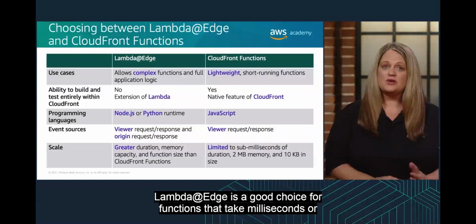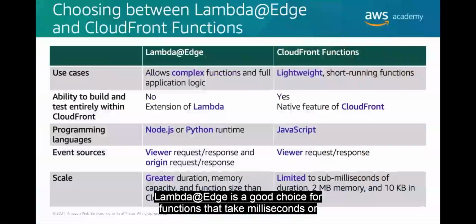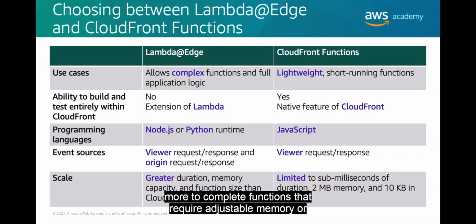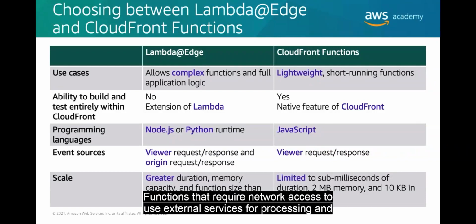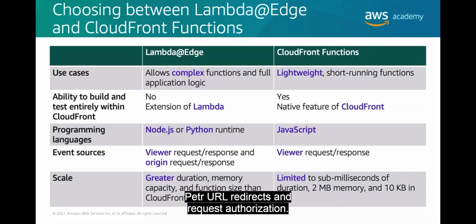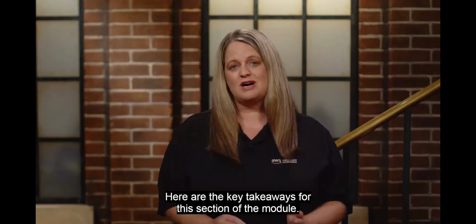Lambda at Edge is a good choice for functions that take milliseconds or more to complete, functions that require adjustable memory or CPU, functions that depend on third-party libraries, including the AWS SDKs for integration with other AWS services, functions that require network access to use external services for processing, and functions that require file system access or access to the body of HTTP requests. CloudFront Functions is a good choice for use cases such as cache key normalization, header manipulation, URL redirects, and request authorization.